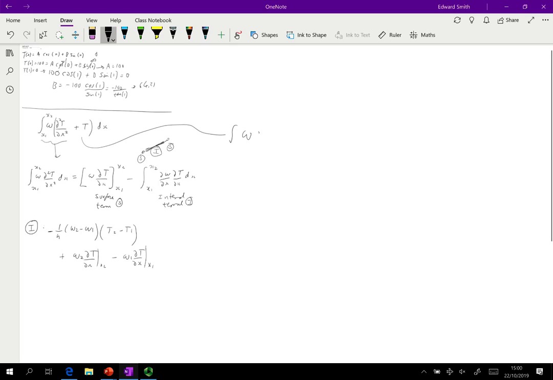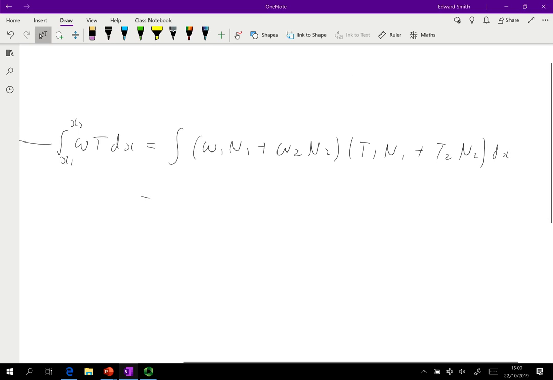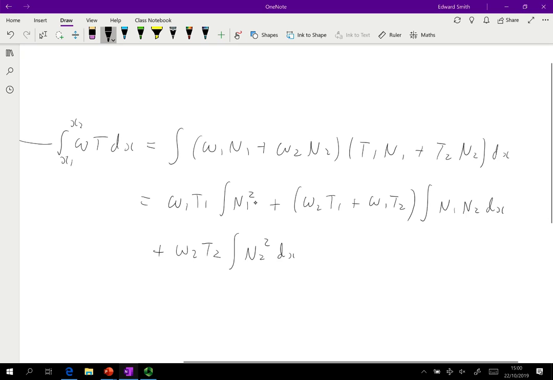So this is essentially the integral of the product between x1 and x2. If we rewrite this and expand out, we end up with omega 1 N1 plus omega 2 N2, times T1 N1 plus T2 N2, dx. Then we multiply out each of the terms. That gives us omega 1 T1 times the integral of N1 squared, plus omega 2 T1 times the integral of N1 N2, plus omega 1 T2 times the integral of N1 N2 dx, plus omega 2 T2 times the integral of N2 squared dx. Essentially all we've done is multiply out these terms, this term by this, this term by this, and then collect together the terms which are a function of x under the integral sign.